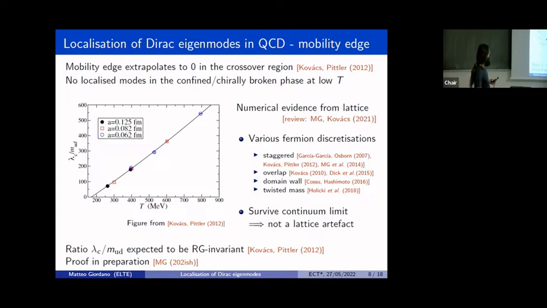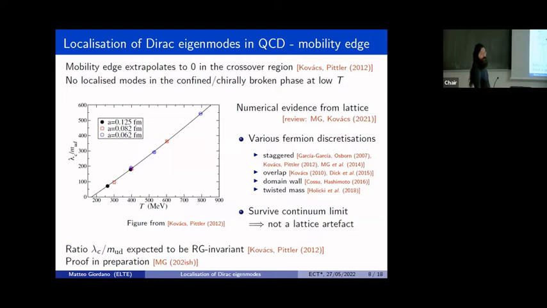There is by now plenty of numerical evidence from the lattice, not only with staggered fermions as in this case, but also with overlap fermions, domain wall fermions. Quite recently, there was some twisted mass fermion study. And they all agree with this picture that you have localized low modes at high temperature in the deconfined phase, and they disappear as you move down to the confined phase.